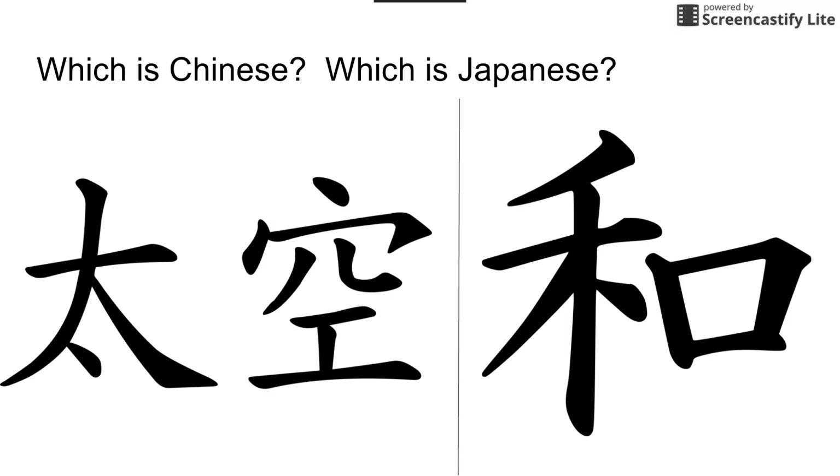People who can write and read in Japanese can definitely tell that there's a difference. And to answer the question, the one here on the right is Japanese, and the one here on the left is Chinese. Don't worry, I'm not going to make you remember which is which. It's more important to know that the Chinese influenced Japanese style writing.